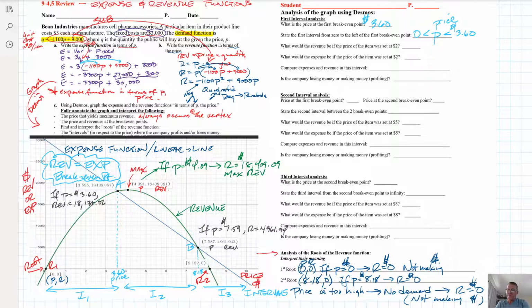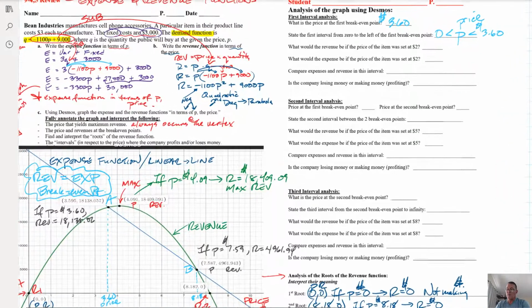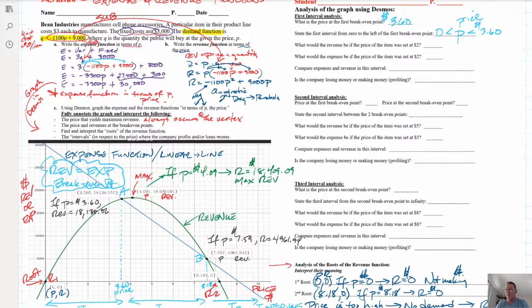And it asks you to compare the revenue and expense in that interval. So what you do is you pick a price between 0 and $3.60, like 2, for example. 2 is between those two numbers. So the question is, what is the revenue if the price is at $2? What is the expense? When you set the price to $2, you figure those two numbers out and you compare, and then you know. Okay, so there's no guessing, there's only knowing.